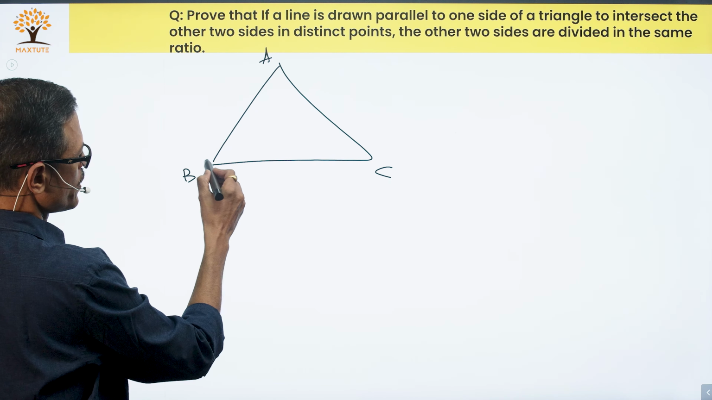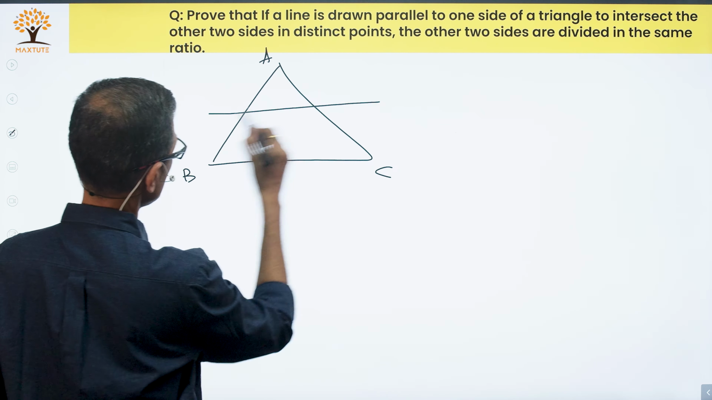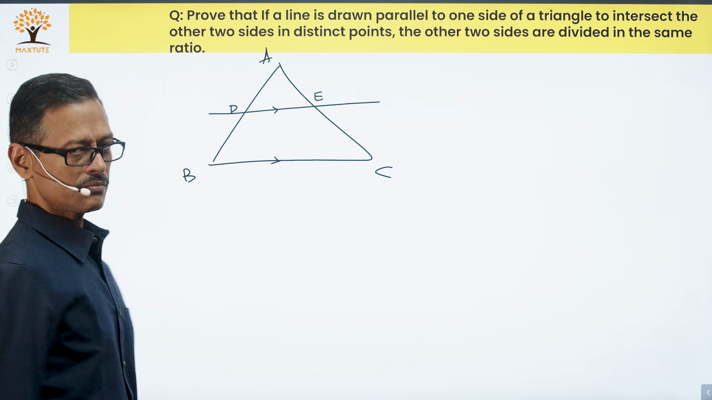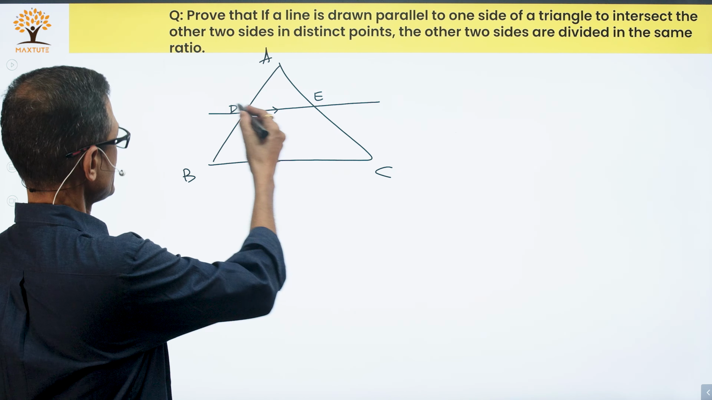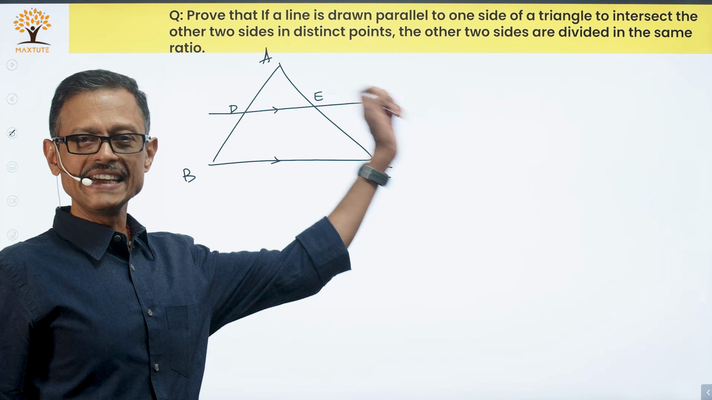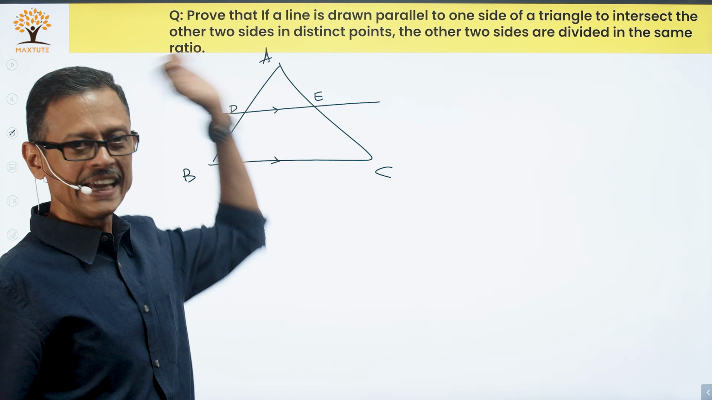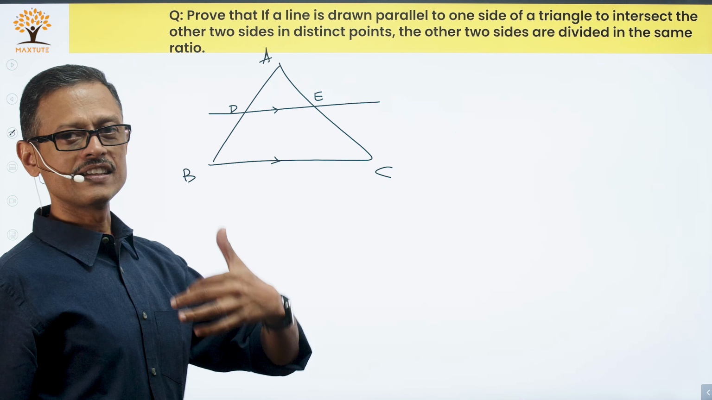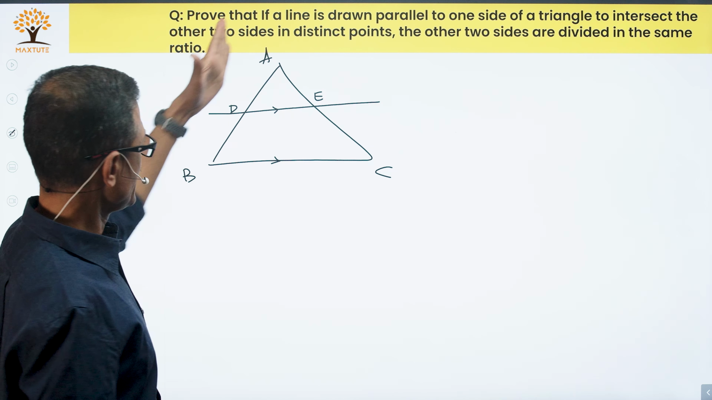ABC is a triangle. I'm going to draw a line parallel to BC. We'll call it as DE. DE is parallel to BC. What is expected to prove? Line drawn parallel to one side of the triangle cuts the other two sides at distinct points D and E. So it's not drawn at A, but at D and E. And this line divides the other two sides in the same ratio. The other two sides are basically AB and AC.